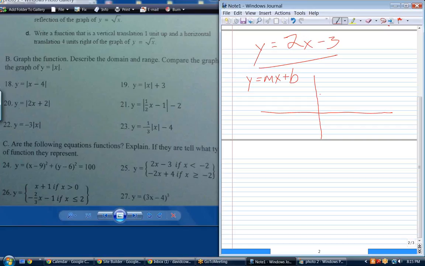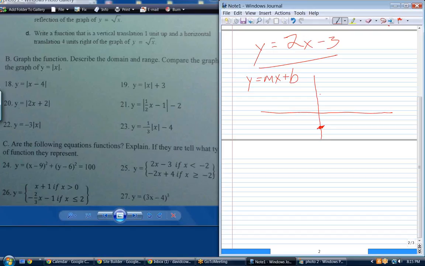It's in y equals mx plus b format. So how do you graph it when it's in y equals mx plus b format? Where do you start? The slope? Well, it's better to start at the y-intercept, which is what? What's the y-intercept? Okay, that's b, which is negative 3. So I would start there.